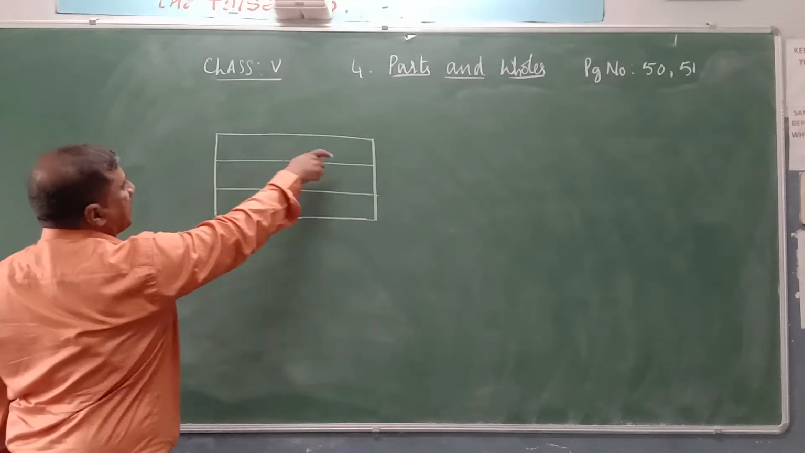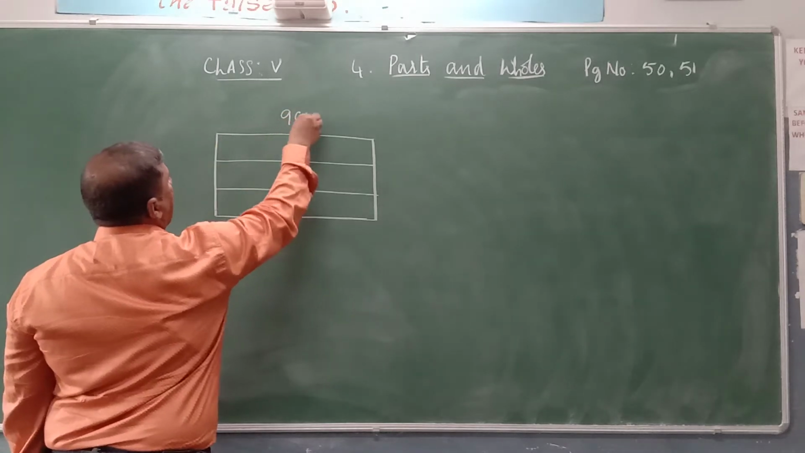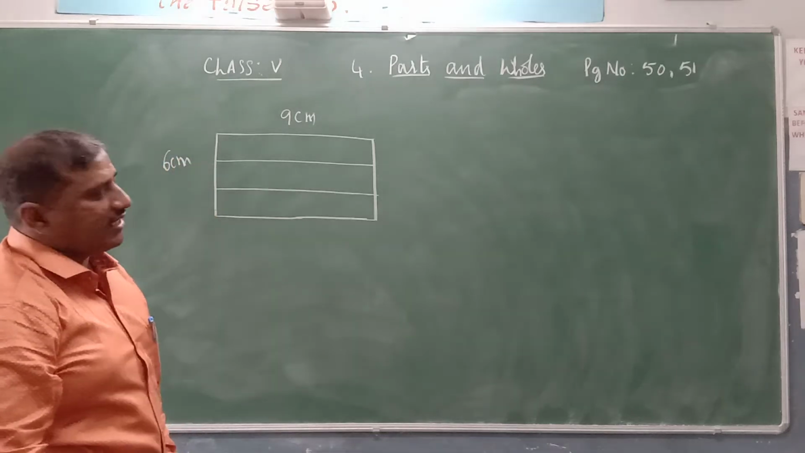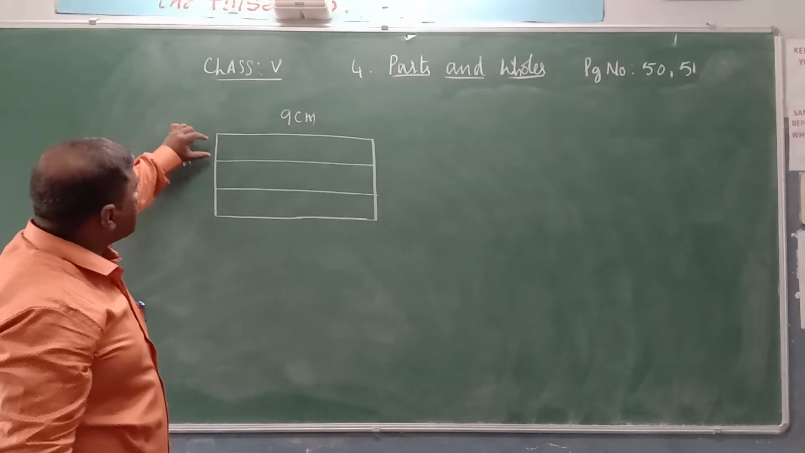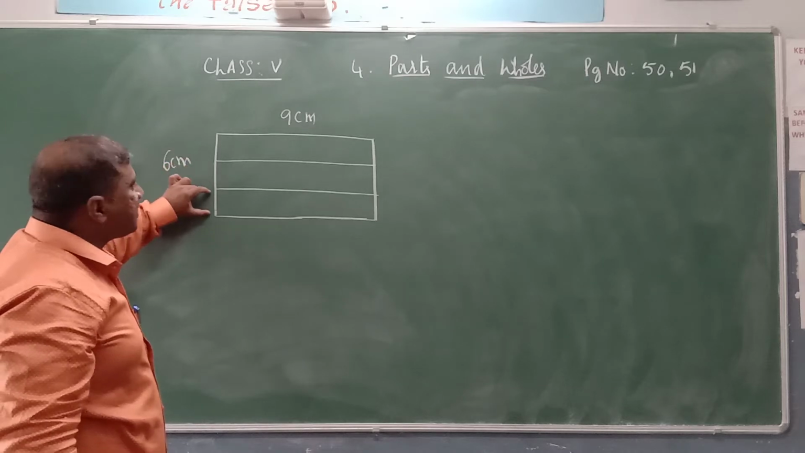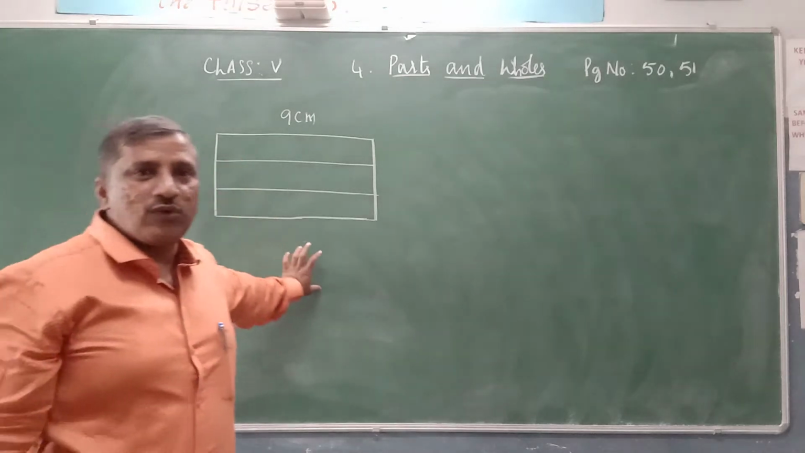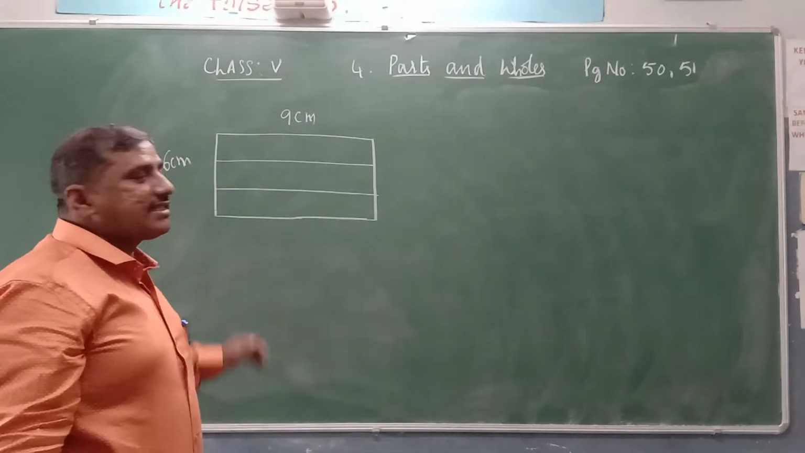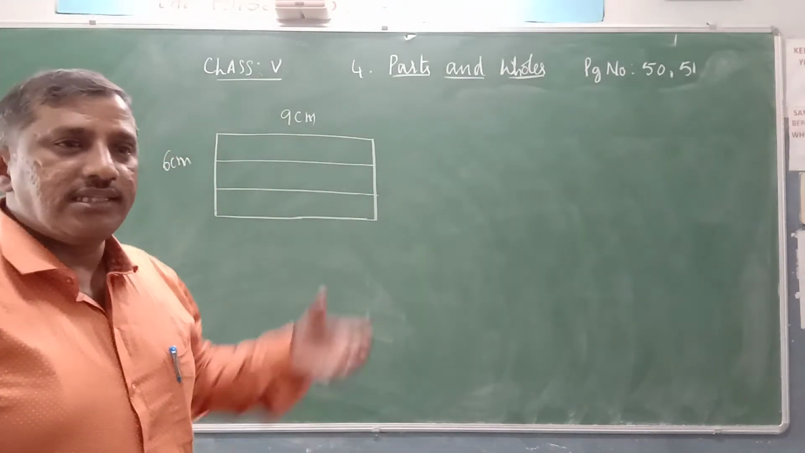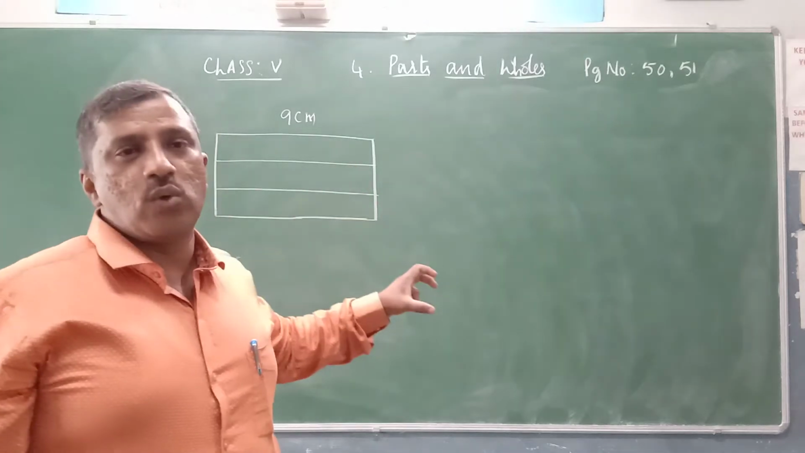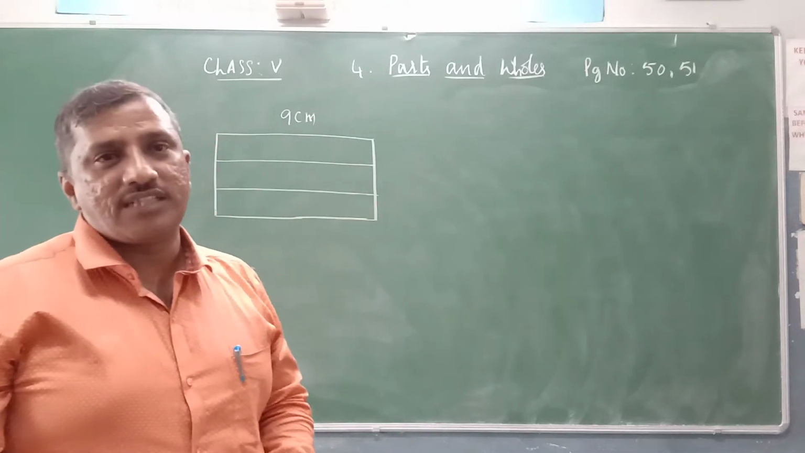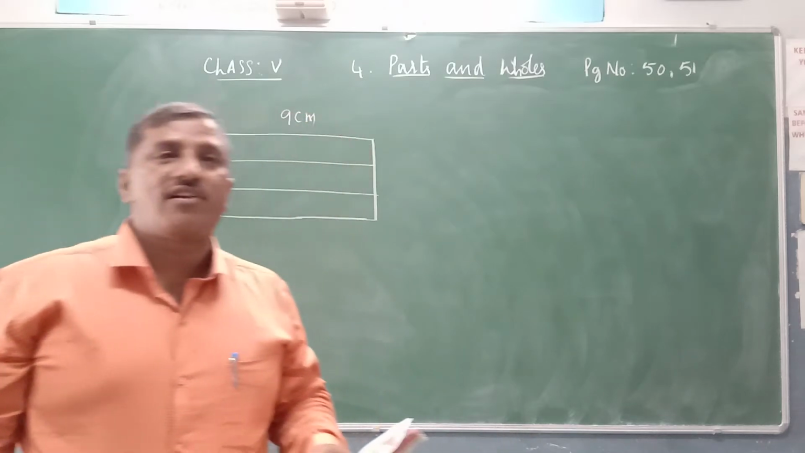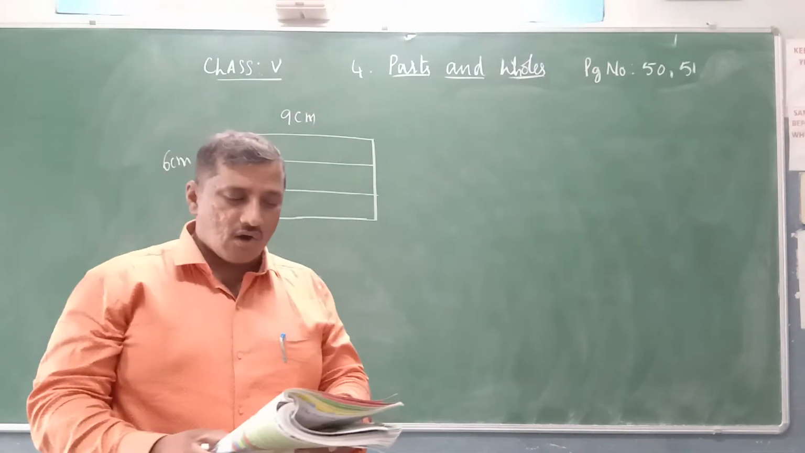Its length is how much? 9 centimeters, and the width is 6 centimeters. Then each part's width will be 2 centimeters. This is 2 centimeters and this is 2 centimeters. Like this, you draw a rectangle 9 centimeters long and 6 centimeters wide. Then you divide this rectangle into 3 equal parts. The top 1/3 of our flag is saffron or orange.